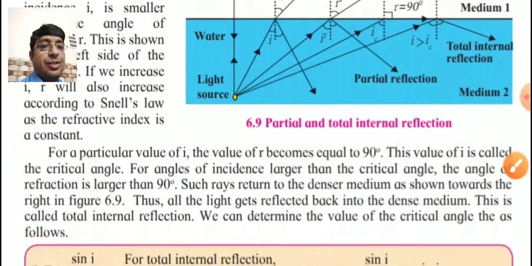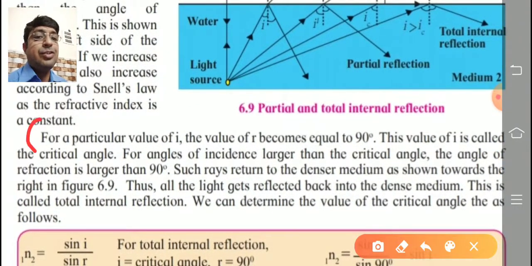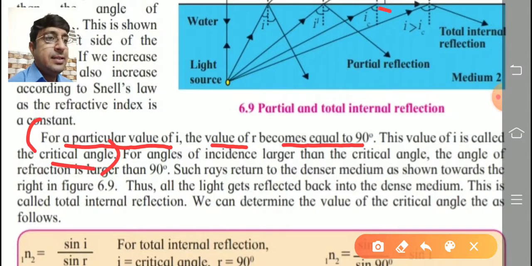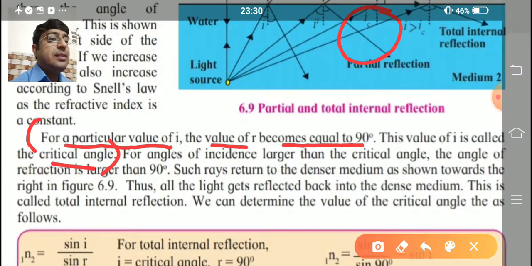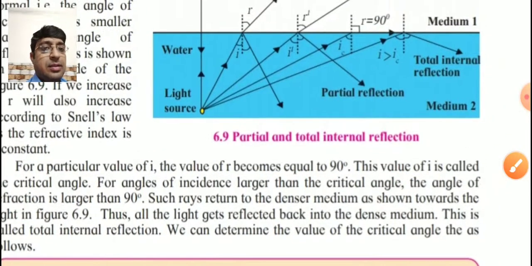See in the explanation. For a particular value of i, mark the next definition. Define critical angle. For a particular value of i, the value of r, meaning the angle of refraction, becomes equal to 90 degrees in this third case. This value of i, meaning the angle of incidence, is called the critical angle.